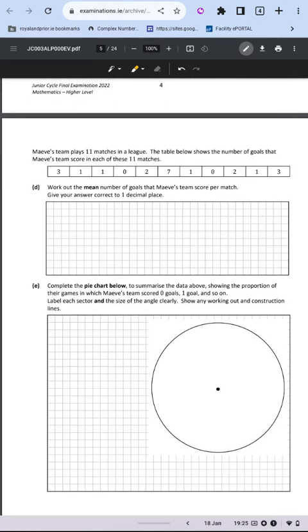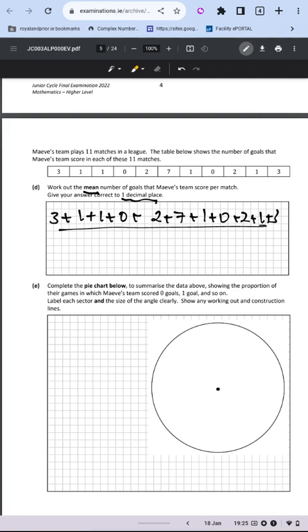Maeve's team plays 11 matches in the league. The table below shows the number of goals that she scores in each of the 11 matches. Work out the mean. So one of our averages, the old school way of saying average, that she scores per match. Give it to 1 decimal place. So you just have to add them all up and divide by the number of matches, i.e. our 11. When you put that on your calculator, you get 21 over 11, which is 1.9.